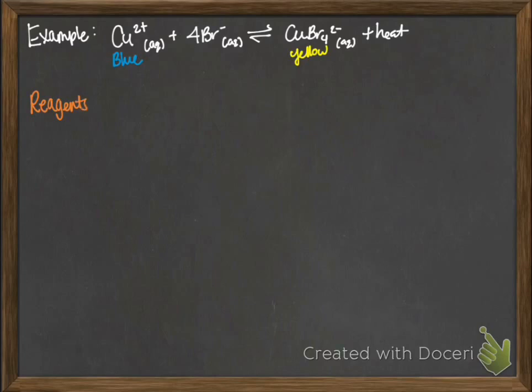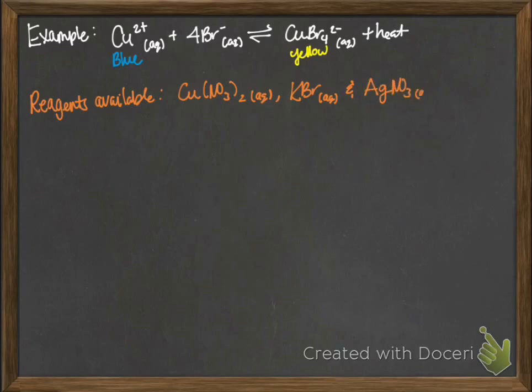So first we need to set up this system. So the reagents available for us in lab to set up the system are copper 2 nitrate, potassium bromide, and silver nitrate. Okay, and these are the reagents we're going to use to set up the system and to shift that equilibrium using Le Chatelier's principle.